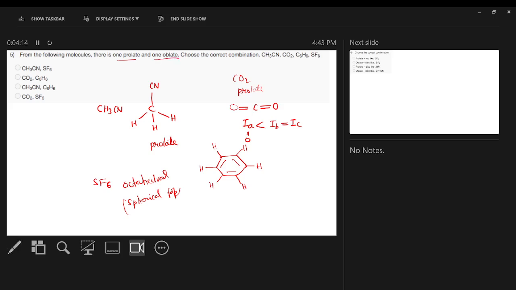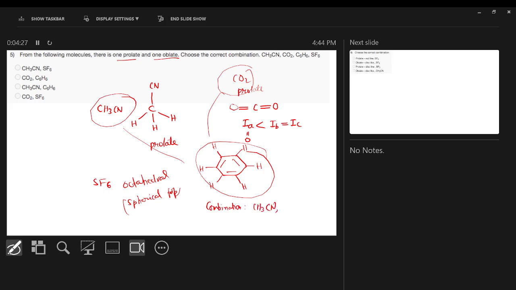So it must be one of these two combinations. The combination could be CH3CN and benzene, or CO2 and benzene. Okay, so this is the correct answer, the second one.